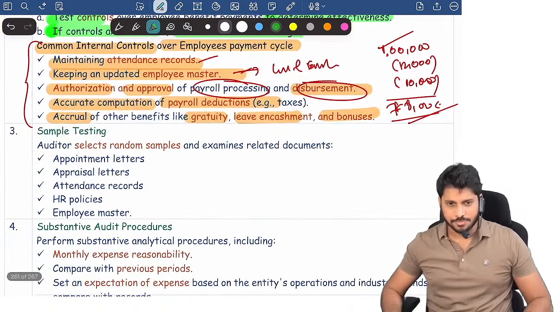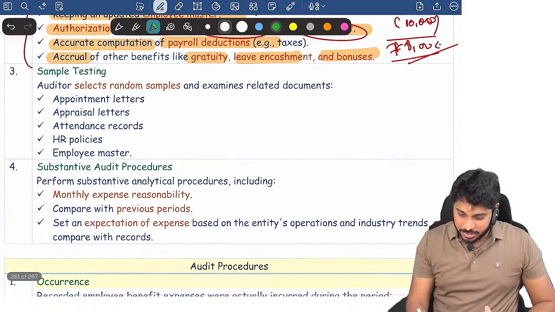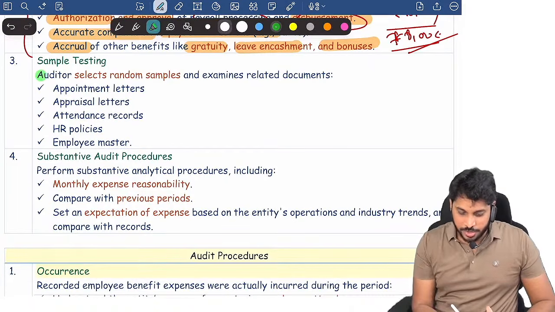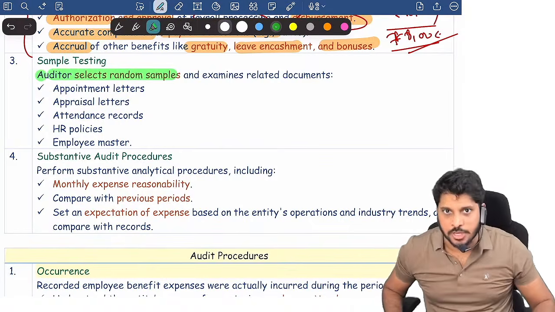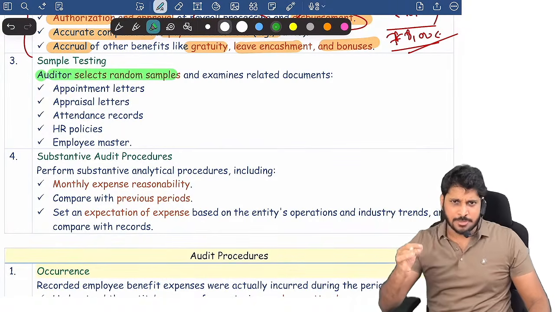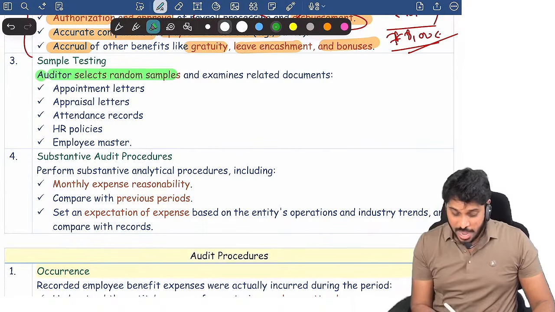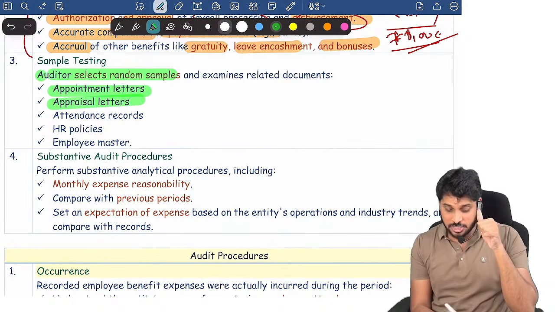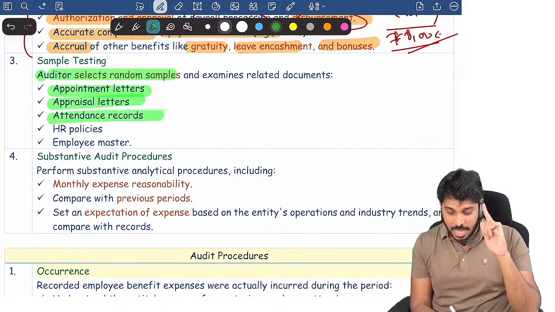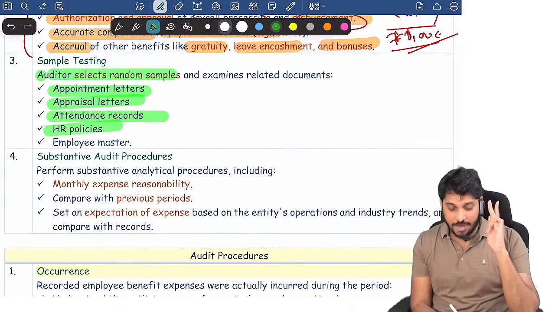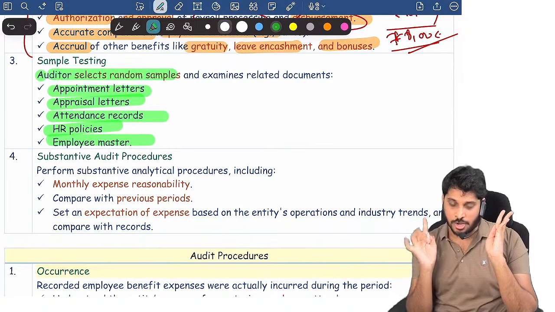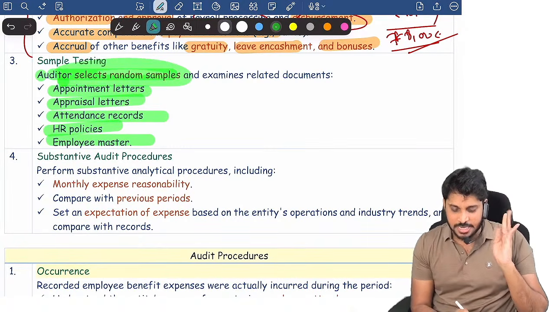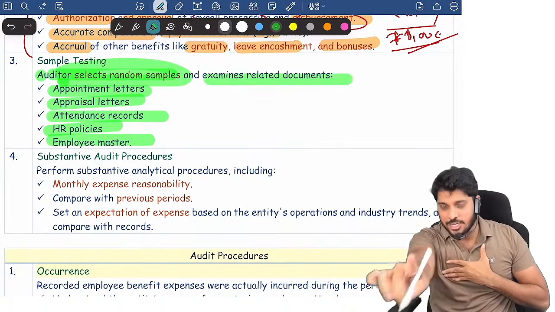That's it, guys. Next, you need to take some sample employees. Suppose Reliance has 5 lakh employees. Take a sample of 100 employees. What do you check? For these 100 employees, I will check the appointment letter, promotion and appraisal letters, attendance record, HR policy, and whether his name is there in the employee master or not. So I will randomly select some employees and examine related documents.